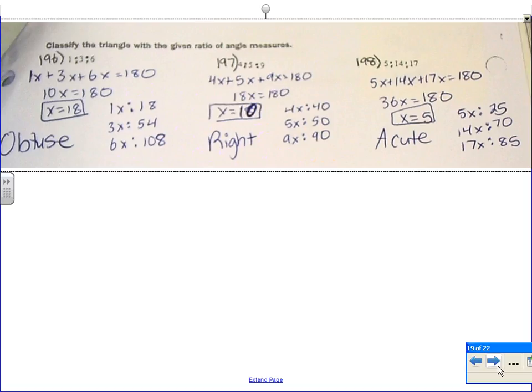Maybe. Do you want me to go over that? Okay. So if you use Pythagorean's theorem, if c squared is equal to a squared plus b squared, it's a right triangle. If c squared is less than a squared plus b squared, it's acute. If c squared is greater than a squared plus b squared, it's obtuse. So think of it as if the hypotenuse is bigger, it's obtuse. If it's smaller, it's acute.